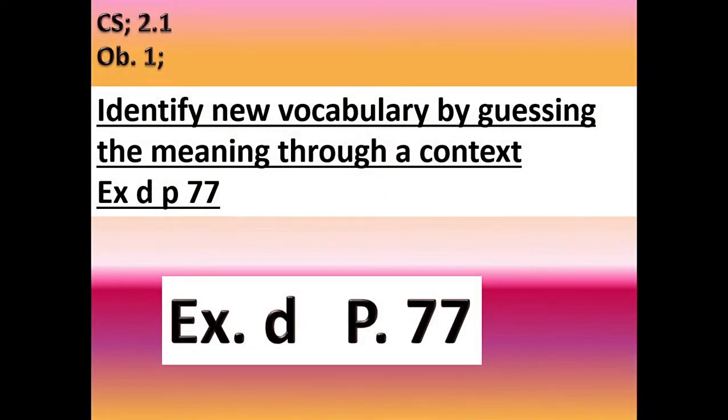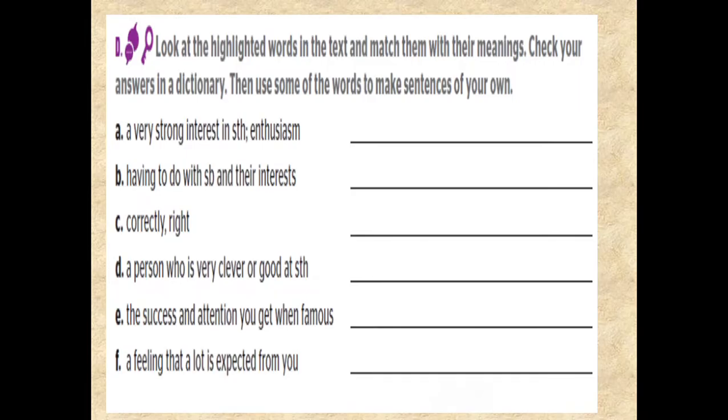Let's move to Objective 2: to identify new vocabulary by guessing the meaning through context. Exercise D, page 77. Look at the highlighted words in the text and match them with their meanings. 1. A very strong interest in something, which means enthusiasm. Yes, great, passion.